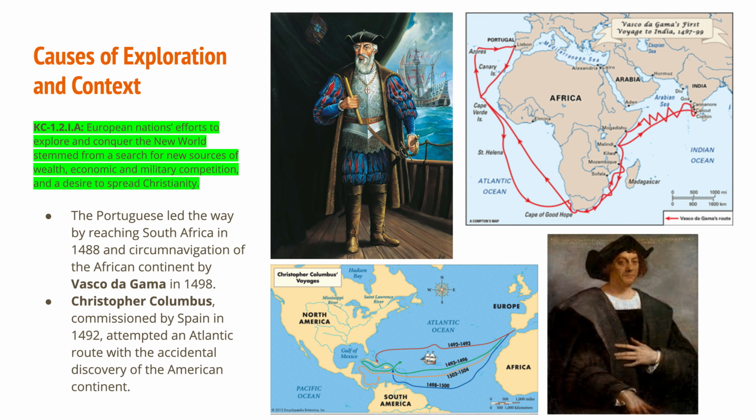And this is where the Portuguese begin to look for a route that goes across or around Africa. So in 1488, Portuguese are able to navigate to the very tip of Africa, the Cape of Good Hope. And then by 1498, Vasco da Gama is able to circumnavigate the African continent and reach India.